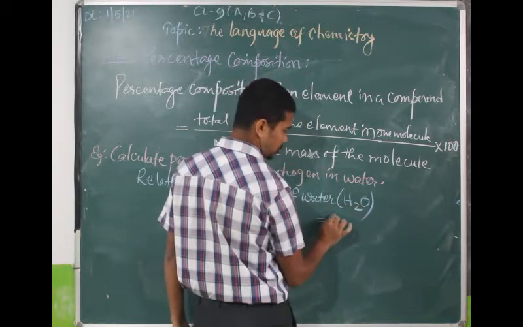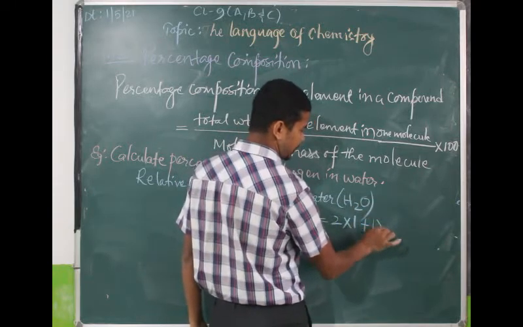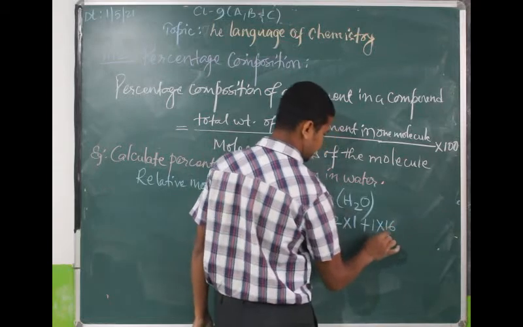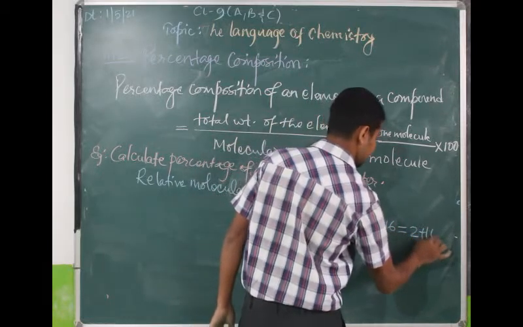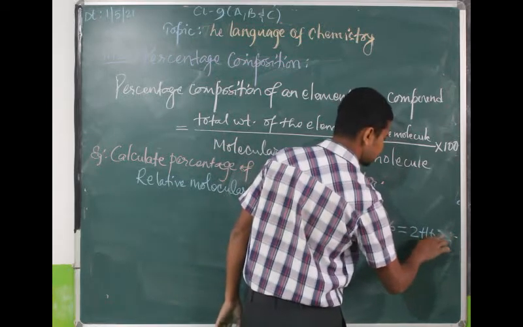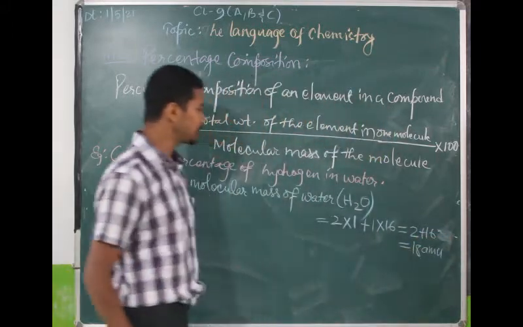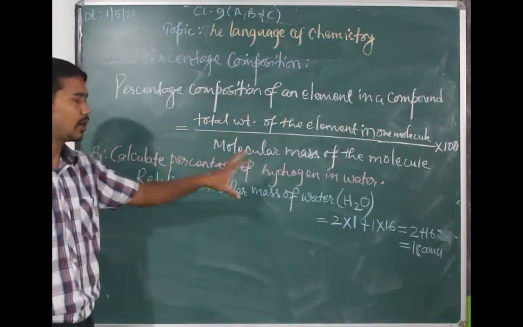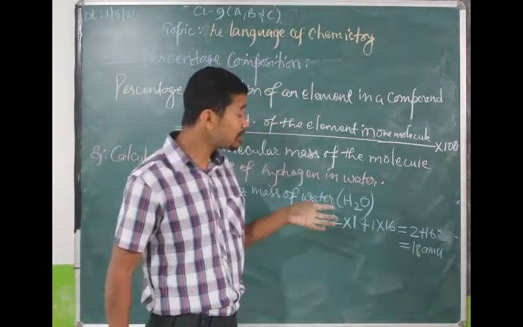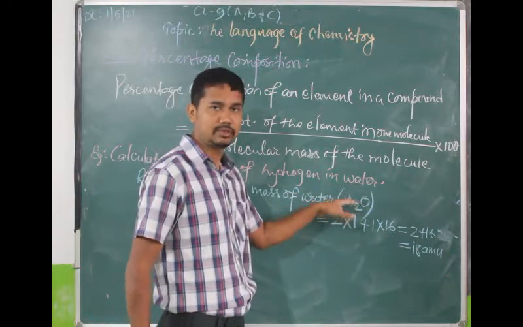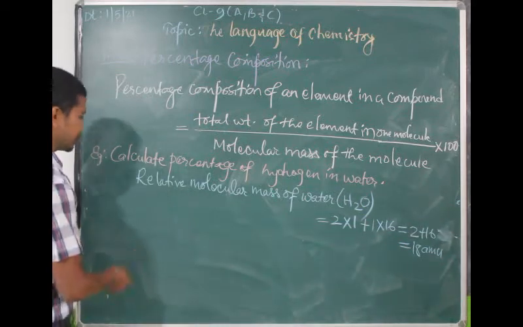Relative molecular mass of water is equal to what? How many atoms of hydrogen? 2. And what is the mass of hydrogen? 1. Plus how many atoms of oxygen? 1. What is the mass of oxygen? 16. Then you get 2 plus 16, that is 18 AMU. So the molecular mass of water is 18. Out of this 18 AMU, what is the percentage of hydrogen? We are finding that.